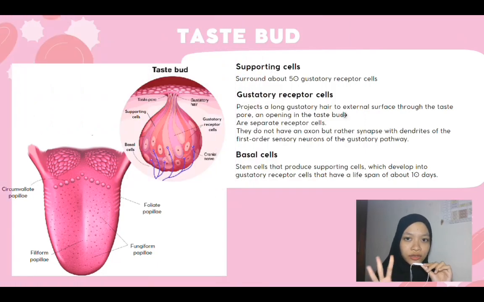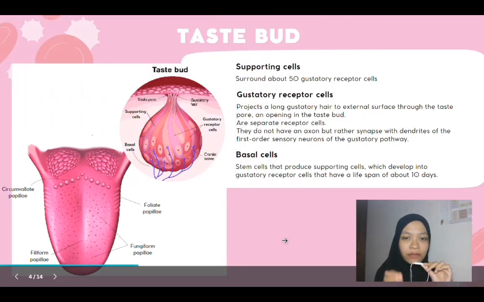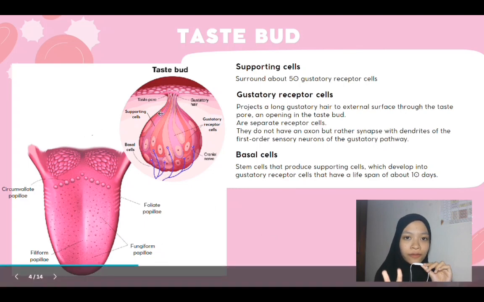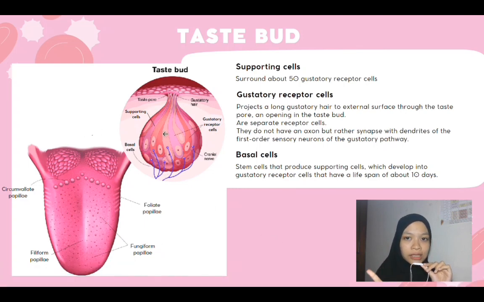Each taste bud has three important epithelial cells in its flask-shaped body. The first one is the supporting cells, which surround about 50 gustatory receptor cells. The second one is the gustatory receptor cells, which project a gustatory hair to the external surface through the taste pore, the opening in the taste bud. These cells are actually not neurons. They do not have an axon, but rather synapse with dendrites of the first-order sensory neurons of the gustatory pathway.